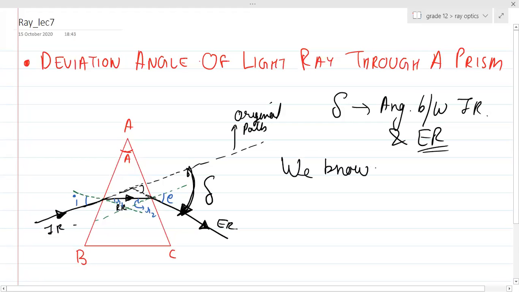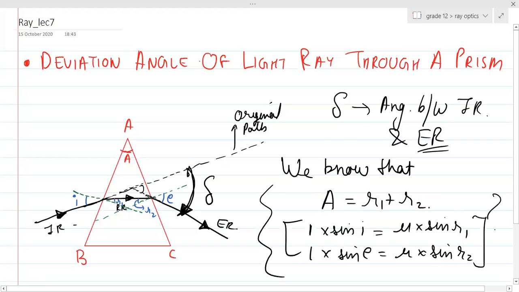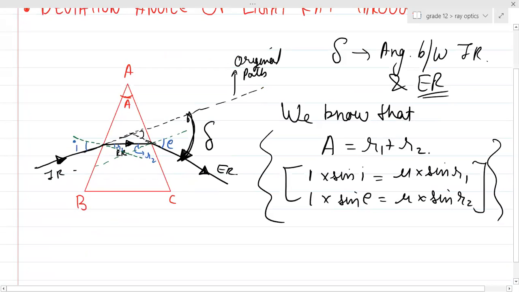Yes, sir. So we already know that angle A is equal to R1 plus R2, and we already know by Snell's law, 1 into sine I is equal to mu into sine R1, and similarly 1 into sine E is equal to mu into sine R2. So we already know these three equations which will be governing everything, right?